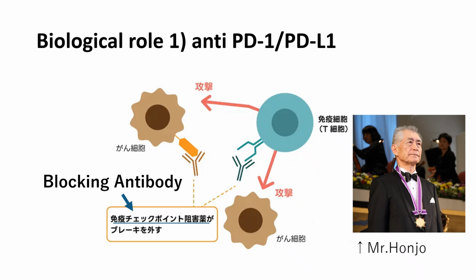A blocking antibody binds to PD-1 or PD-L1. This prevents that interaction and removes the inhibitory signal. As a result, T cells regain their activity and attack tumor cells.